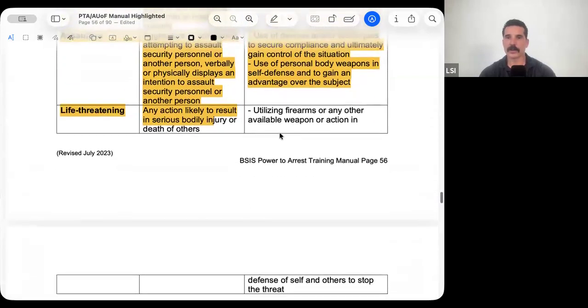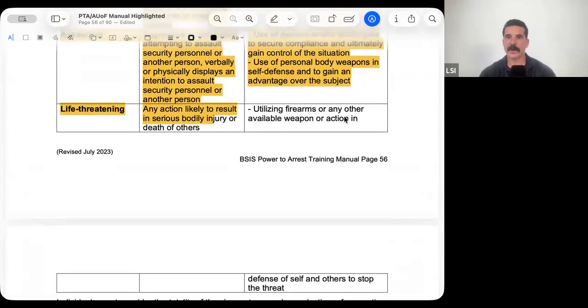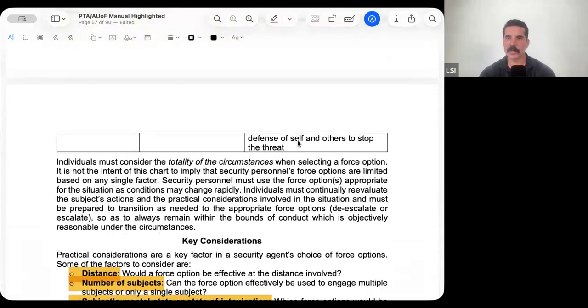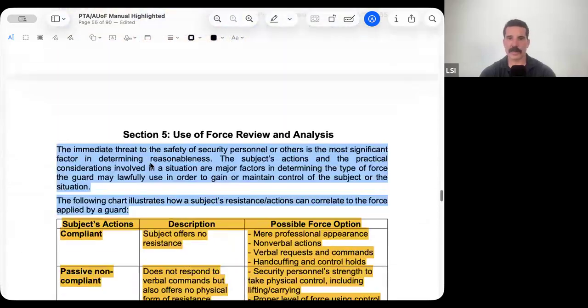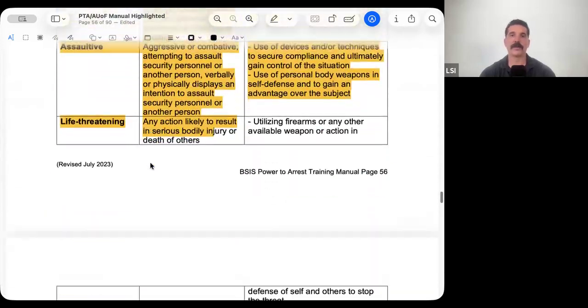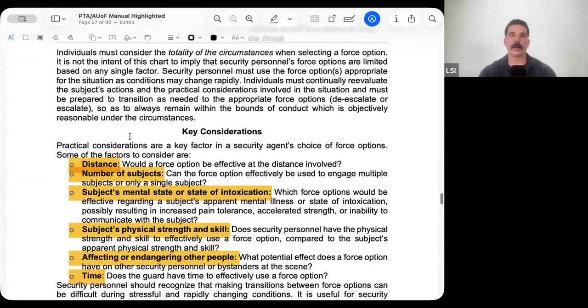All right. Oh, here we go. So utilizing firearms or any other available weapon or action in, and it continues on the next page, defense of self and others to stop the threat. That's under life-threatening. You should understand that whole chart there. All right. And then it continues.